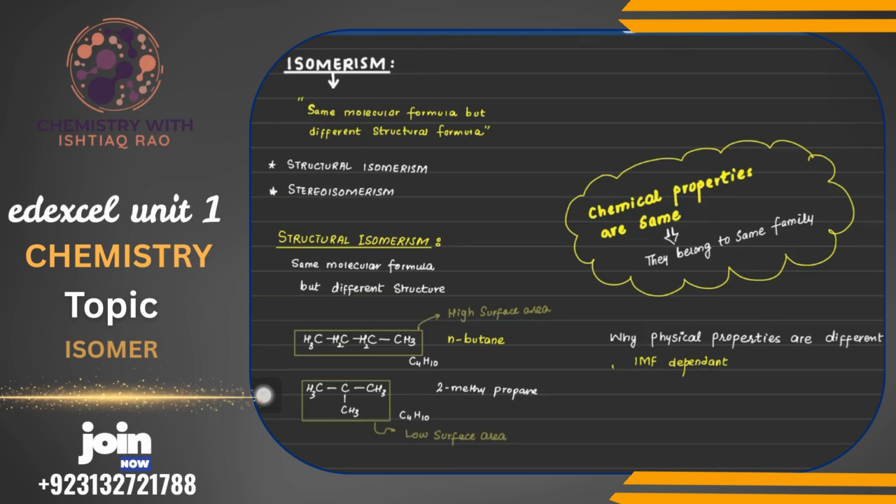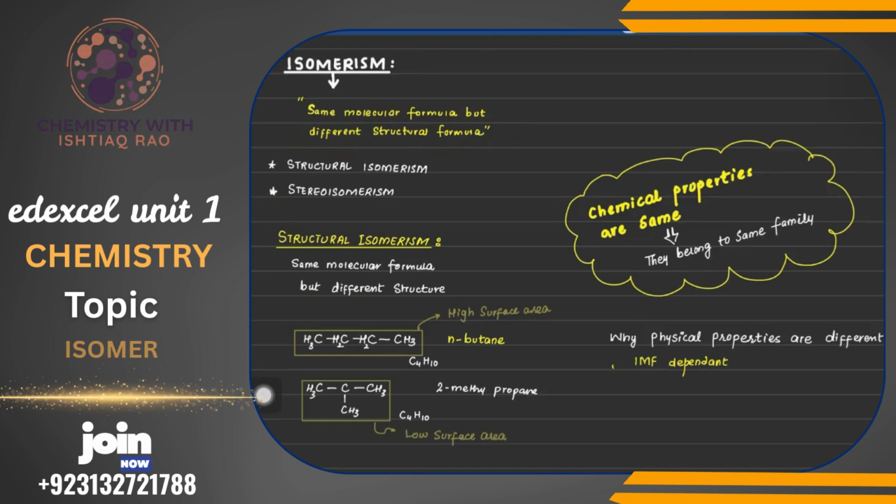Okay, we will be discussing later on, but how can I define isomerism? Same molecular formula, but different structural formula. This is known as isomerism, and the molecule which would be having the different structural formula and the same molecular formula would be called isomer. Okay, the whole process is known as isomerism.